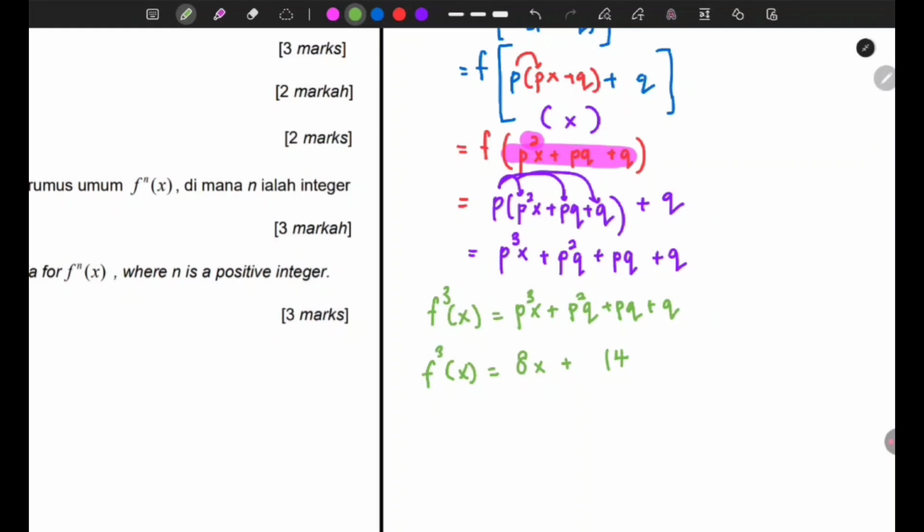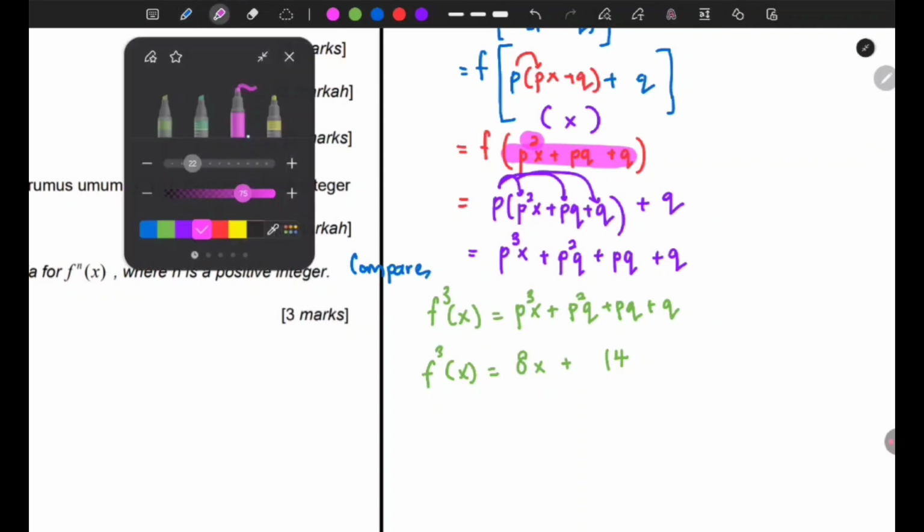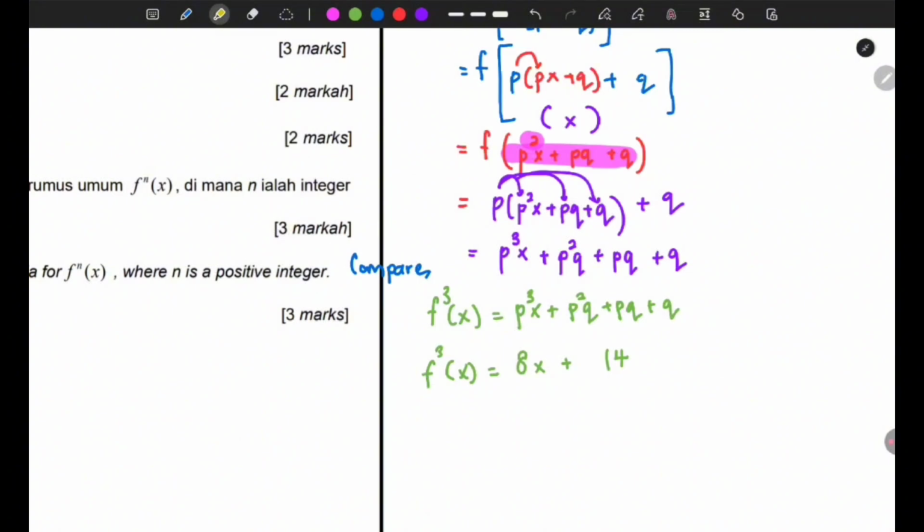I told you that compare. This is the time that you have to compare. So when you compare, you get it already. Compare apple to apple, yeah. So if here is f cube x, here is f cube x, here is x, here is x, that means whatever is in front of the x should be the same. So this is all in front of your x. So p cube is equal to your 8. And whatever is after the plus sign, this thing should be equal to the 14.